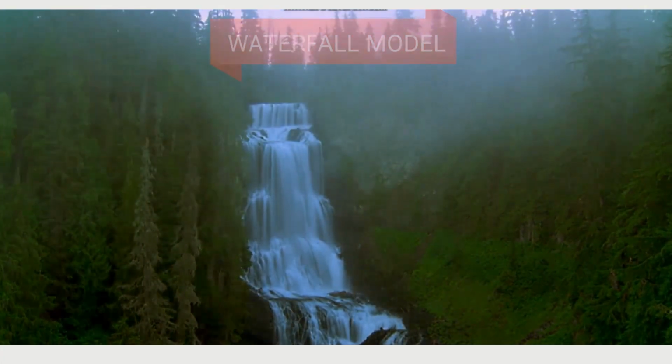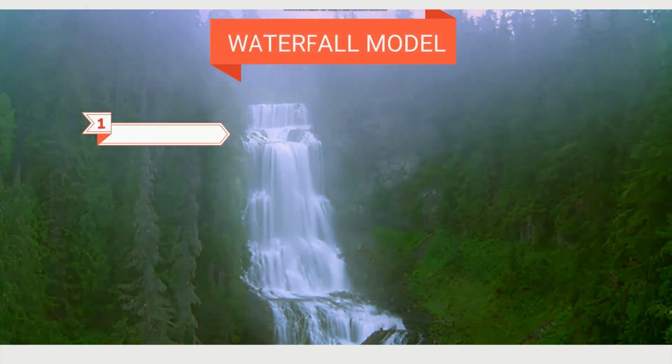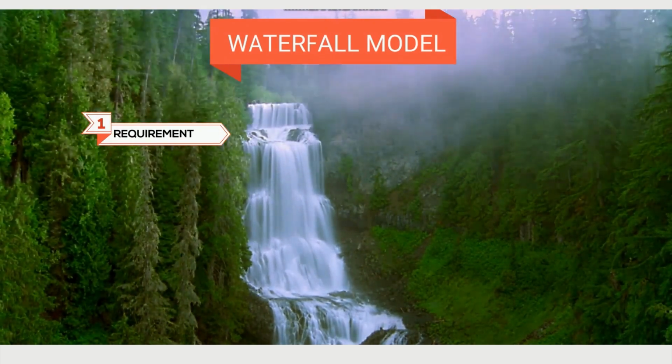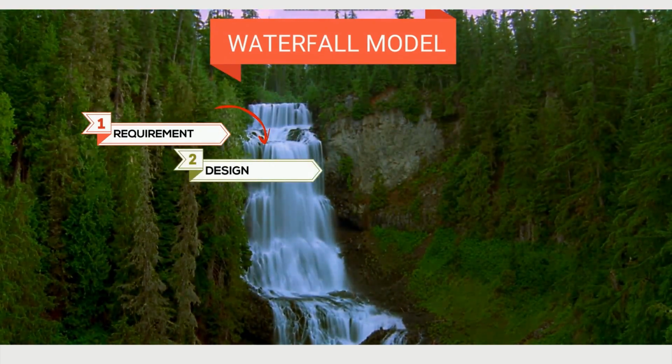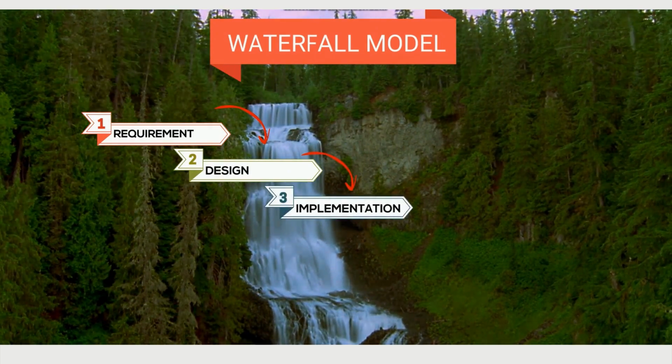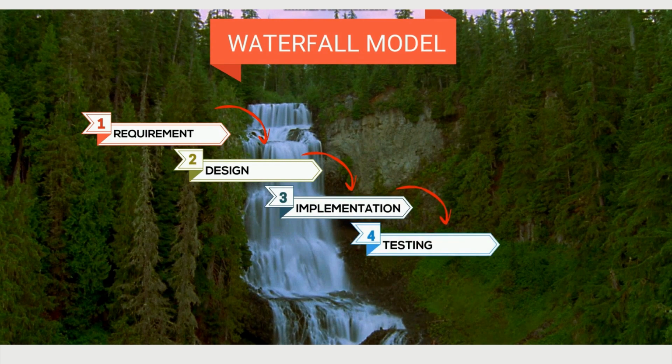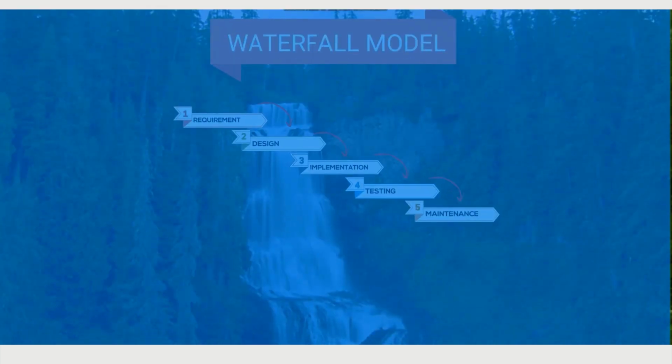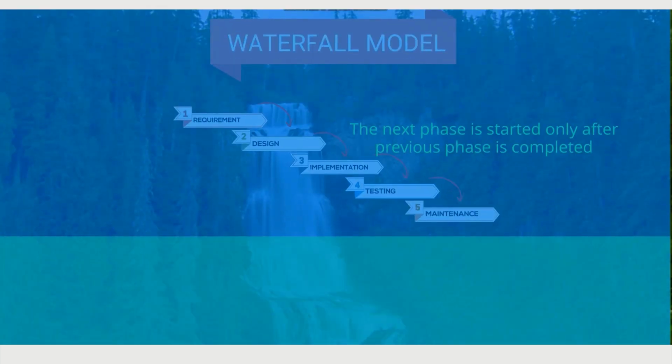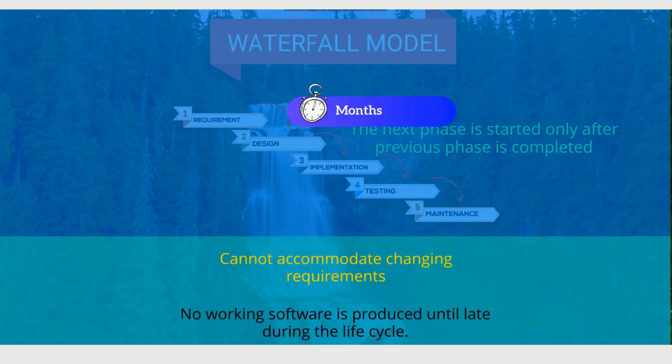In a waterfall model, each phase must be completed before the next phase can begin. Requirement completes, then only planning begins. And then development starts. When everything is completed, all the features will be tested. And then the maintenance phase starts. It is very difficult here to go back and change something that was not well thought out in the planning. Working software is produced very late in the life cycle. It may take months in our case.